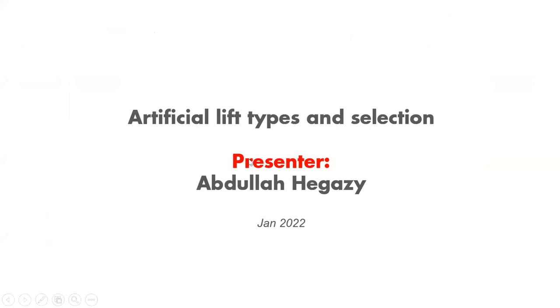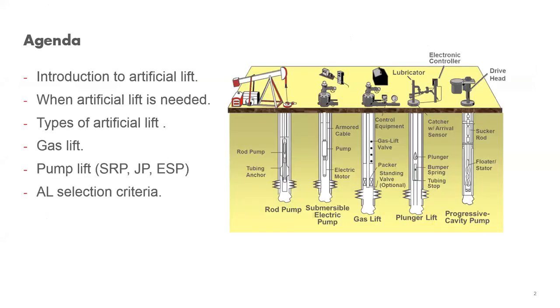It will be about artificial lift types, a quick introduction, and the selection criteria, which will be the main focus today. The last part of the session will be questions and answers. Our agenda for today will be an introduction to artificial lift and when artificial lift is needed, and types of artificial lift, including gas lift and pump lift. Pump lift will include the sucker rod pump, the jet pump, ESP, and PCP. Those are the main focus: artificial lift types today, and then the artificial lift selection criteria will be the main topic.